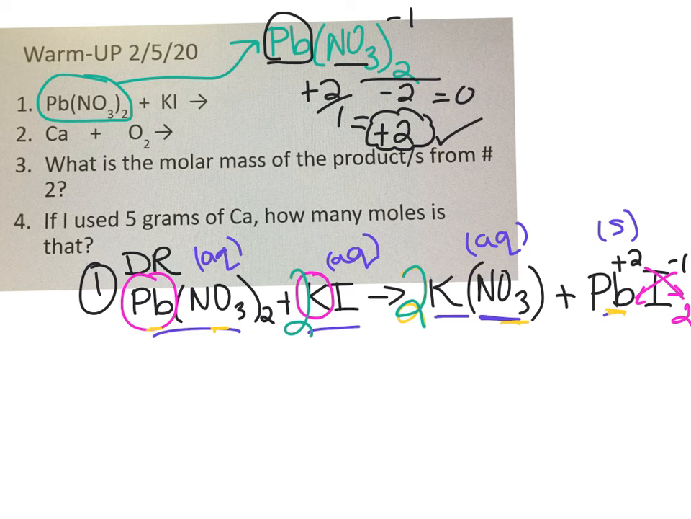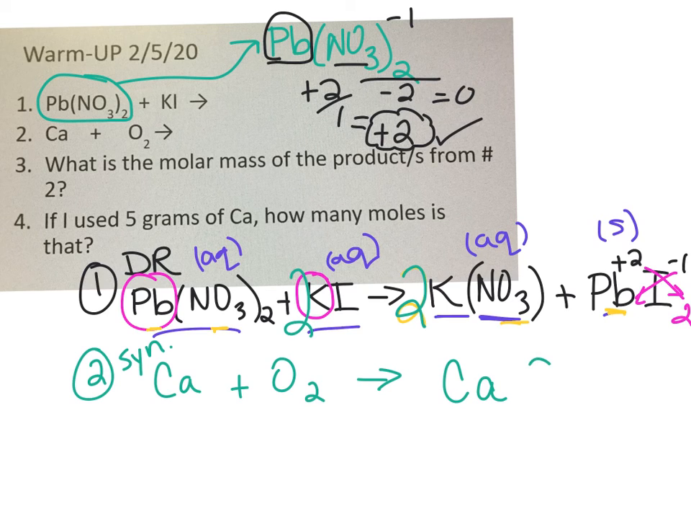Okay. All right, cool. Next, number 2, we had calcium and we had some oxygen. What type of reaction are we looking at for this one? This is a synthesis. Good. So we would combine the 2 together. We know that calcium from group 2 is a +2 charge. Oxygen's in group 16, so he has a what charge? -2.